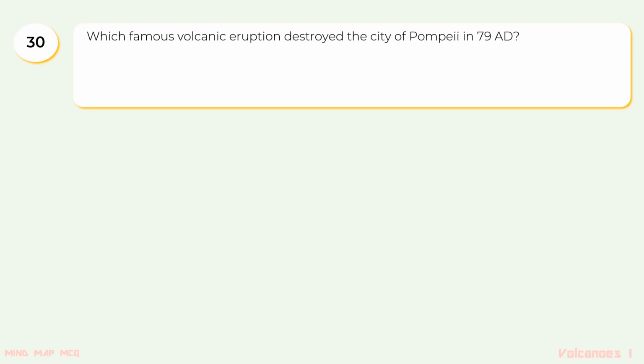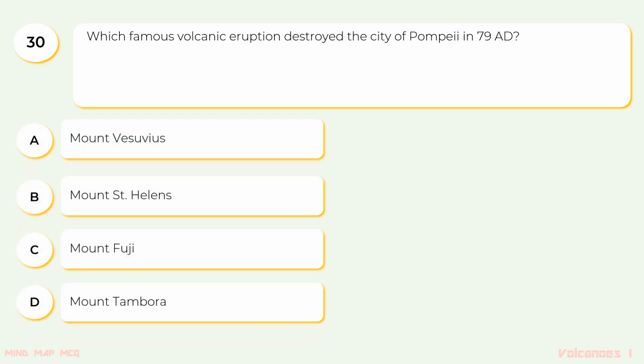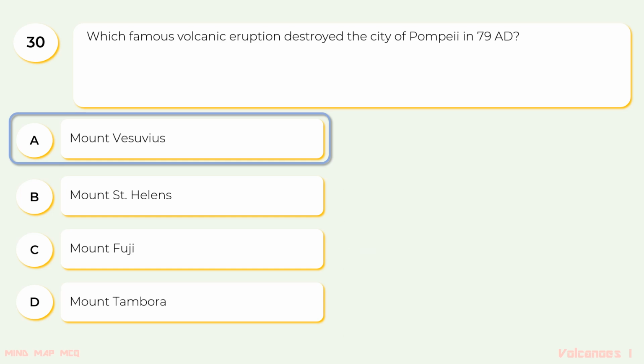30. Which famous volcanic eruption destroyed the city of Pompeii in 79 AD? The options are A. Mount Vesuvius, B. Mount St. Helens, C. Mount Fuji, D. Mount Tambora. The correct option is A, Mount Vesuvius.